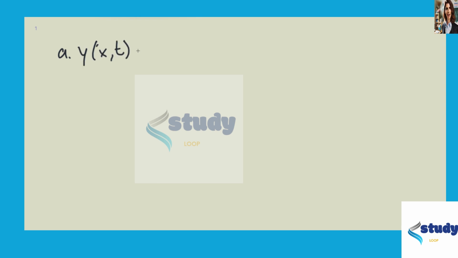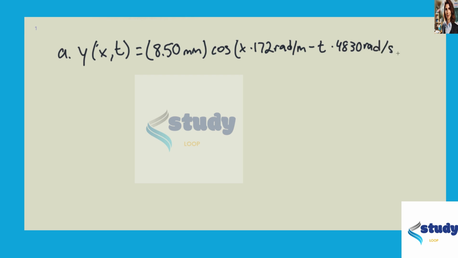y of x and t equals 8.5 millimeters cosine of x times 172 radians per meter, and then minus t times 4,830 radians per second. At this point, we can relate this to the standard equation, A cosine of kx minus omega t, and we can make some assumptions.